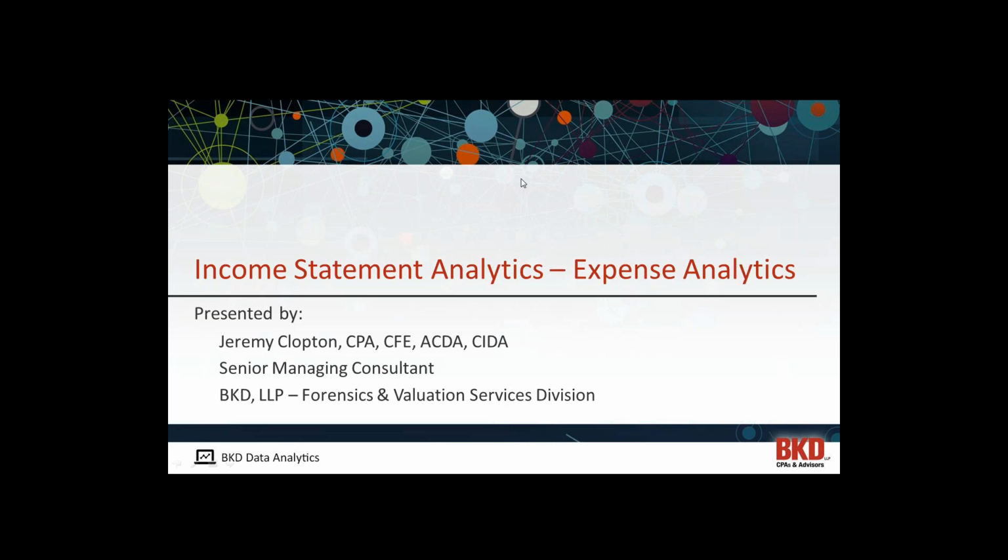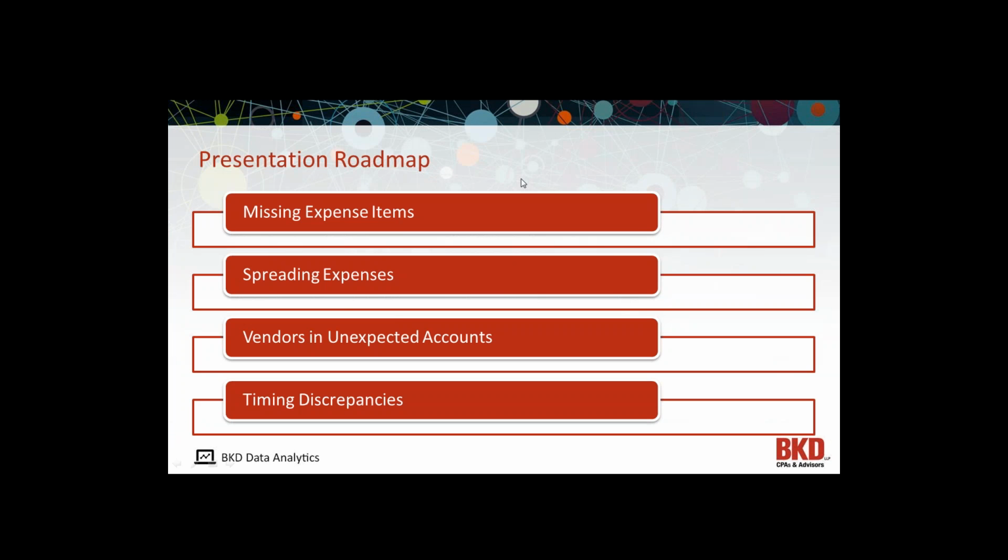Similar to what we did last time, we have a few different topics that we're going to be hitting. We're going to be talking about some of the risks related to missing expense items, spreading or splitting expenses. We're going to be looking at vendors and unexpected accounts, and for those of you that have Foreign Corrupt Practices Act compliance responsibilities, this is something that can be very important to you, and we'll also hit on timing discrepancies.